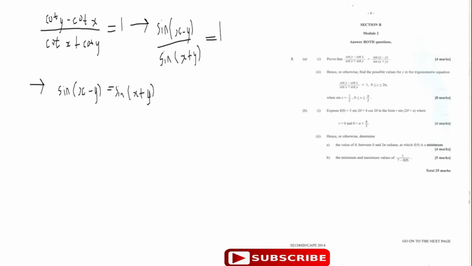Sine x minus y is just going to be sine x cos y minus cos x sine y, and that's equal to sine x plus y, which is sine x cos y plus cos x sine y. That's what we're solving. So if this is what we're solving, what can we do? Let's think about it.